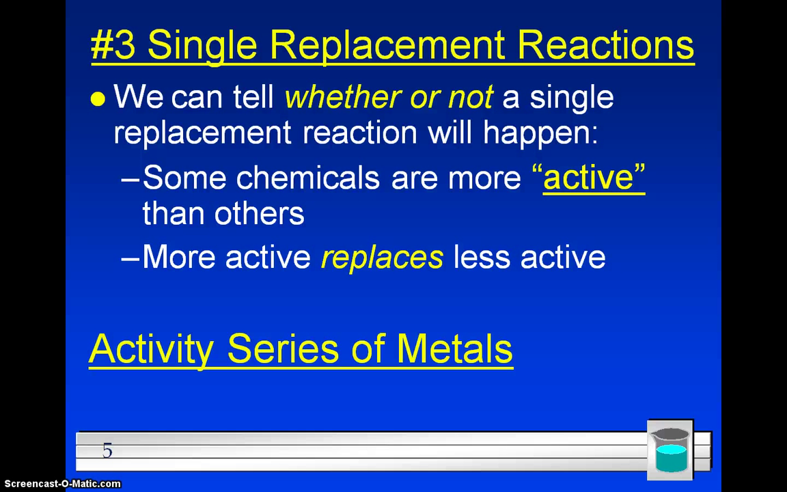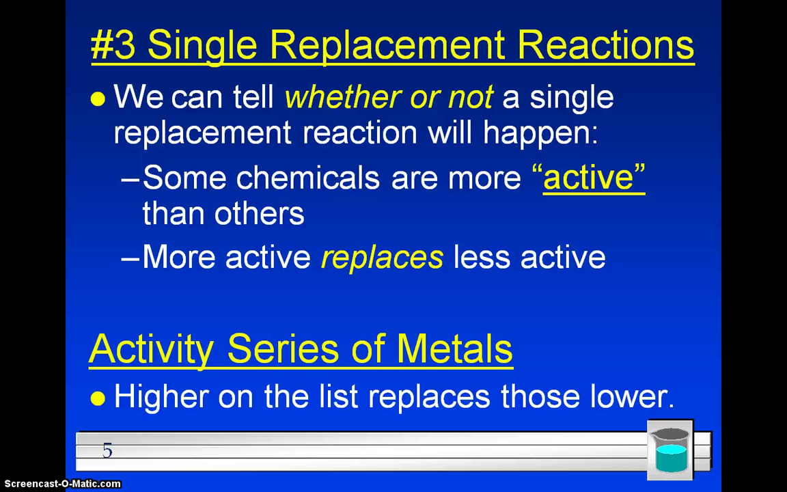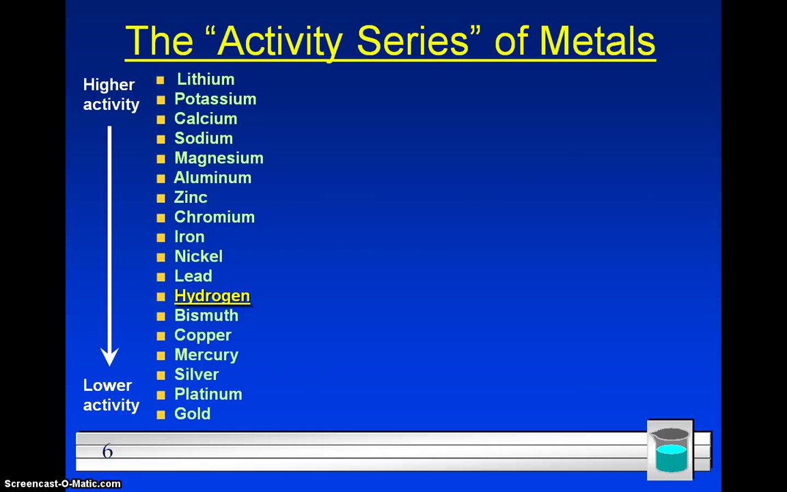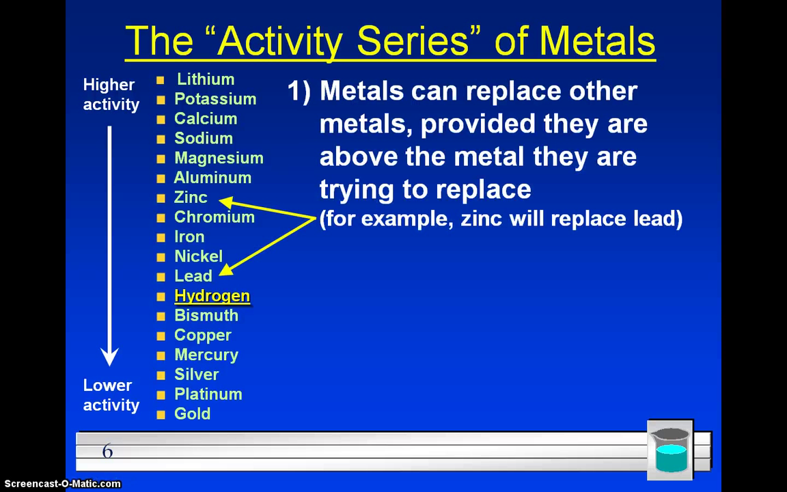So we have something called the activity series of metals, and it's listed in order where the higher up on the list you are, the more active you are, and the lower on the list, the less active you are. This is the activity series of metals. There is a copy of this in your reference tables, and we'll use it in a second for me to demonstrate a few problems. Up here you have things that are very active, and down here you have things that are less active. Hydrogen is included in this list even though it's not a metal, because a lot of times hydrogen is involved in single replacement reactions.